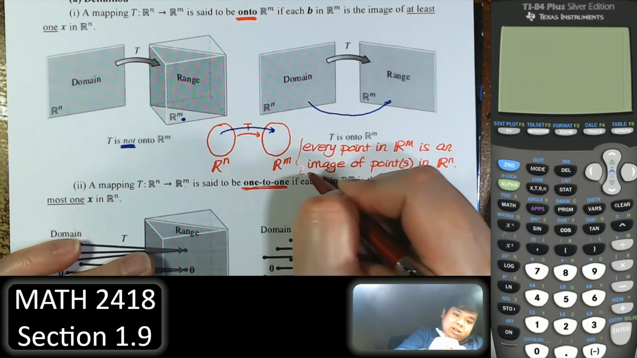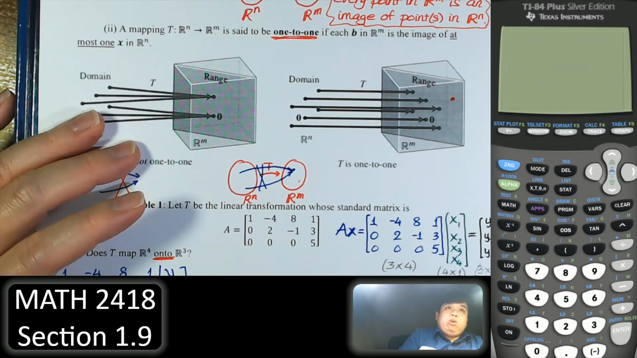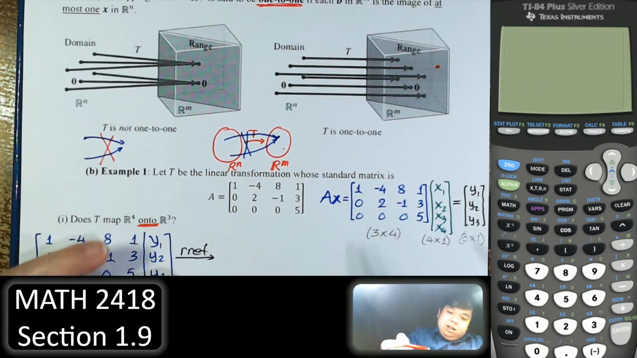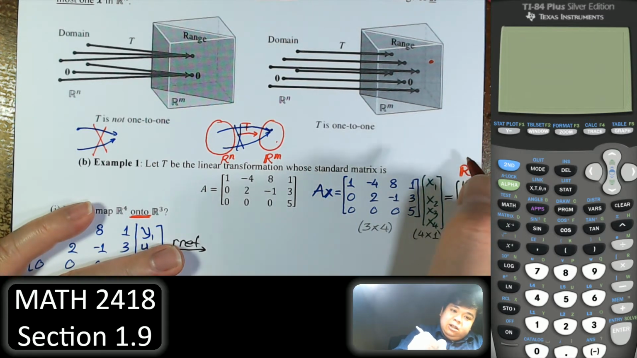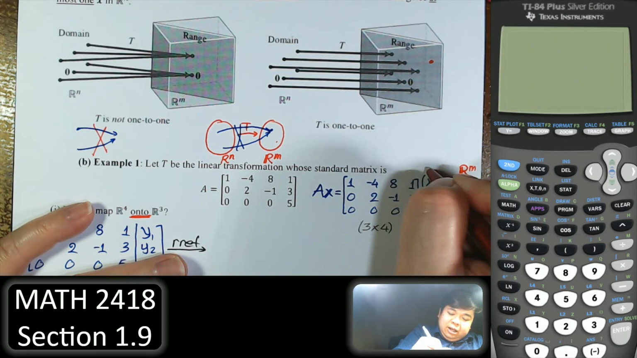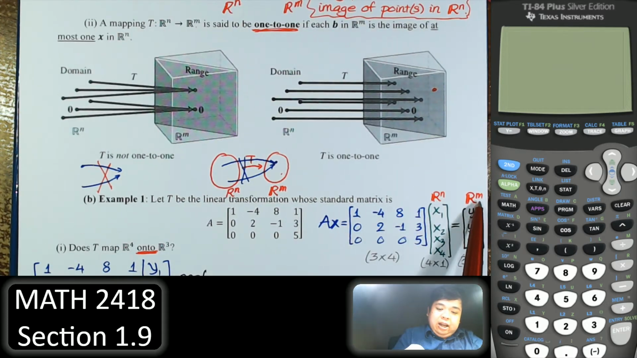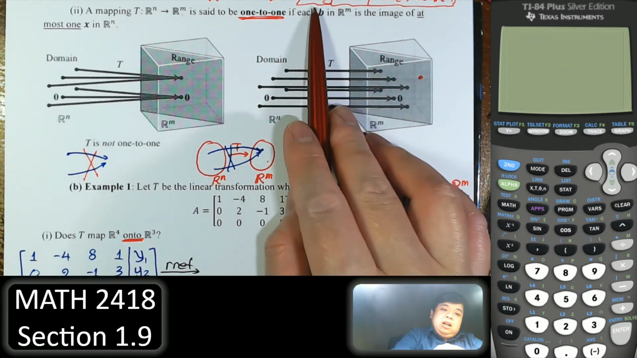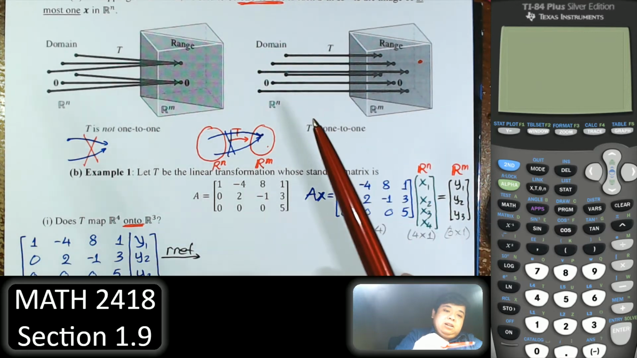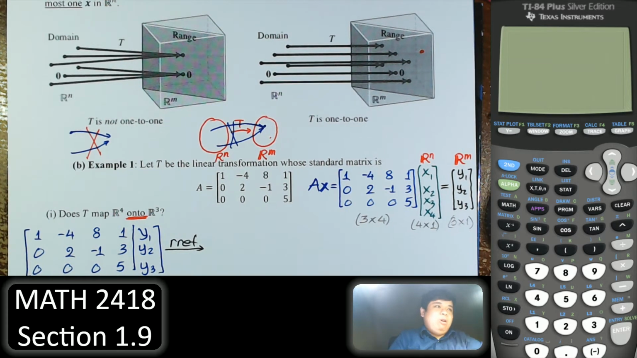So this is the definition of onto, meaning that whatever point we have, this is in Rm, and this is Rn. X is in Rn, and the image is in Rm. Now, it says every point in Rm is an image of a point in Rn. Right. Now let's just do the reduced echelon form, and see what we can get from that.